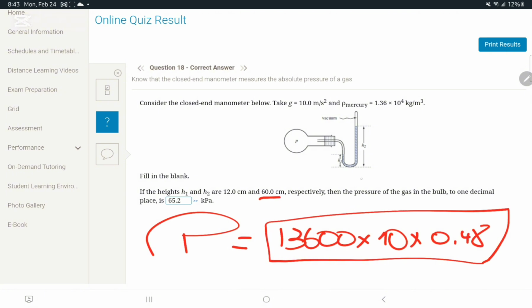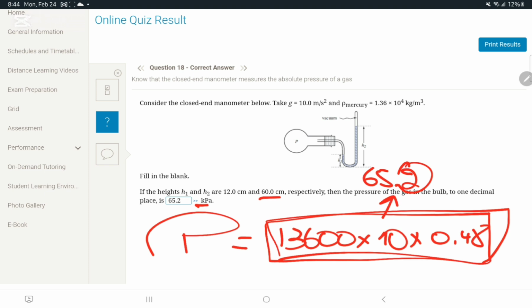So times 0.48. Plug this into the calculator. You will get 652 and a bunch of numbers. But you need it to be in kilopascals, so you get rid of the last three numbers, and it becomes 65.2, and they want it to 1 decimal place. So just plug this into the calculator and you will get 65.2 kilopascals.